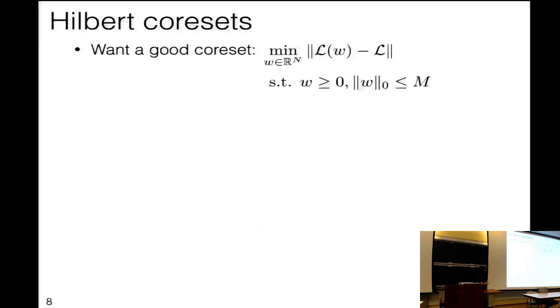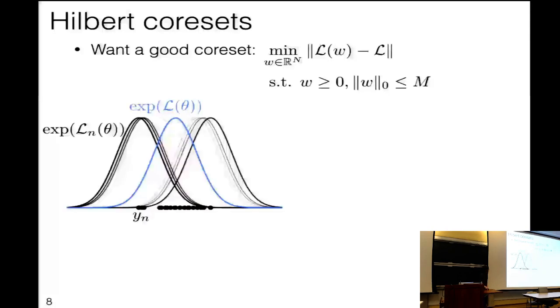OK, so let's think about, again, our goal here is to somehow minimize this error between the coreset log likelihood and the exact log likelihood, subject to these restrictions. And so let's look at an extremely simple data set. Like, this is about as simple as it gets for continuous data. So our y_n are just one-dimensional.